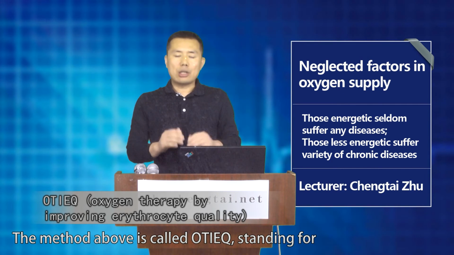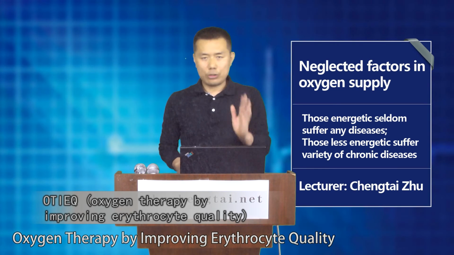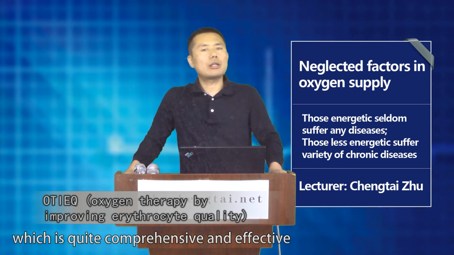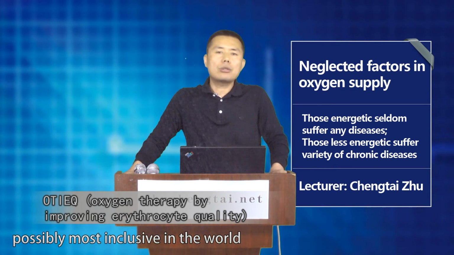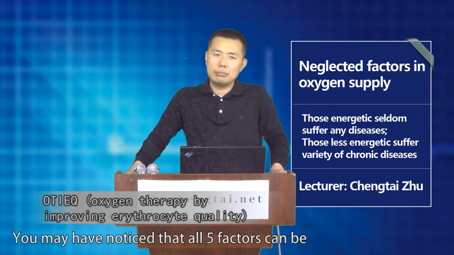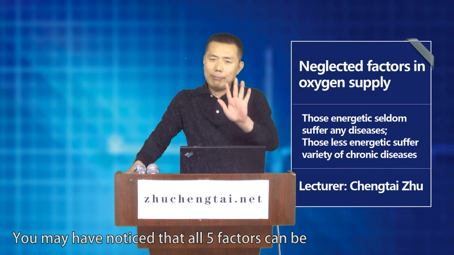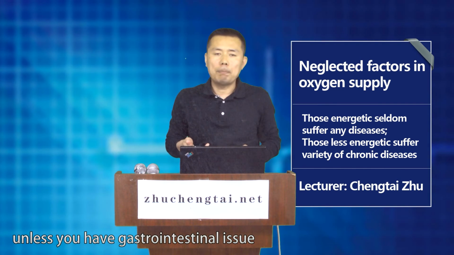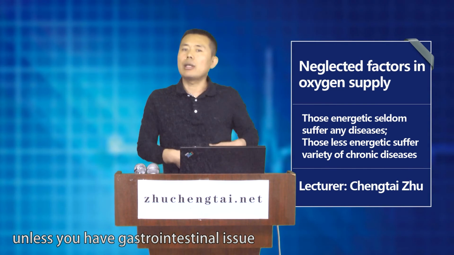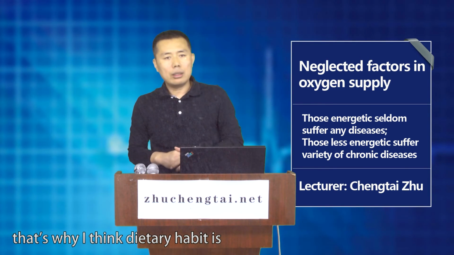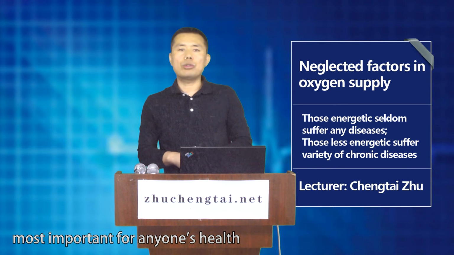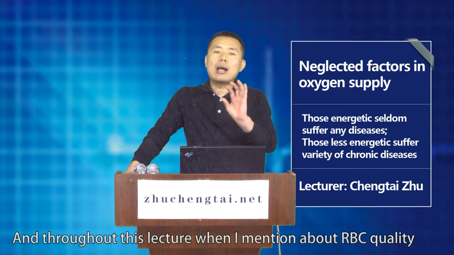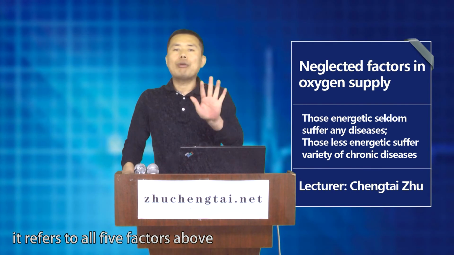The method above is called OTEC, standing for oxygen therapy by improving erythrocyte quality, which is quite comprehensive and effective, possibly the most inclusive in the world. You may have noticed that all 5 factors can be properly maintained by proper diet and lifestyle, unless you have a gastrointestinal issue. That's why I think dietary habit is most important for anyone's health. And throughout this lecture, when I mention RBC quality, it refers to all 5 factors above.